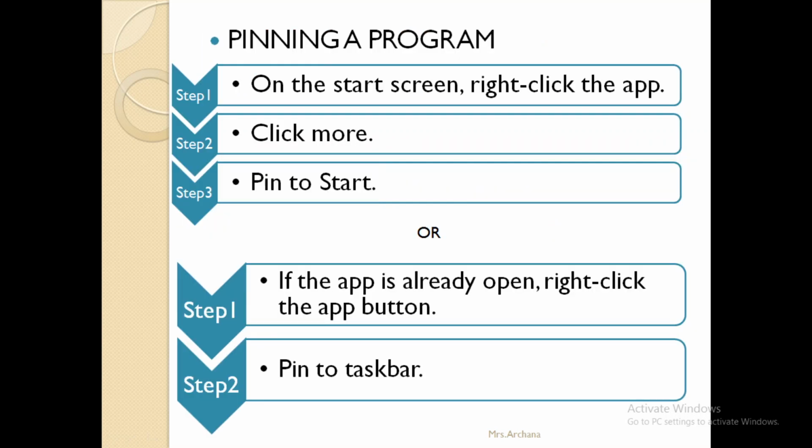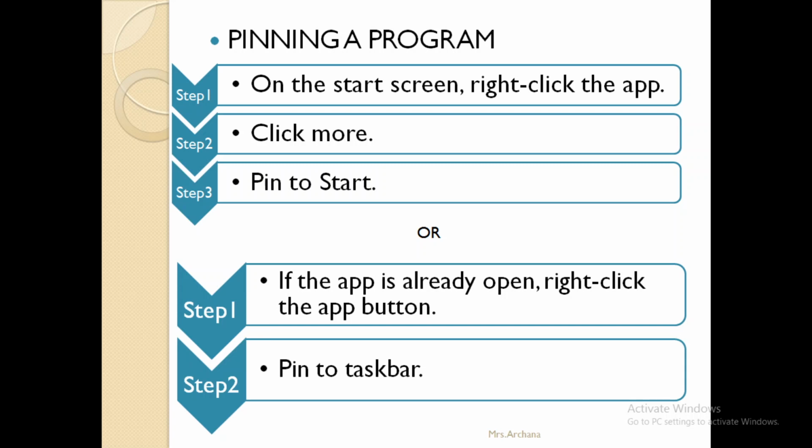Next, pinning a program. Pinning a program means, in a taskbar you have seen many applications are there, some folders, or some files open, or some application open. Suppose you want to put some more applications in your taskbar to access them quickly. So what steps do you have to follow?